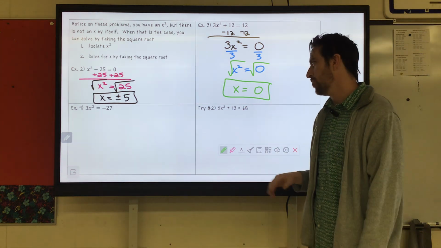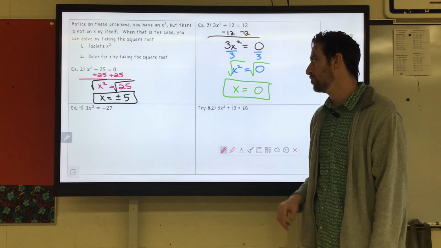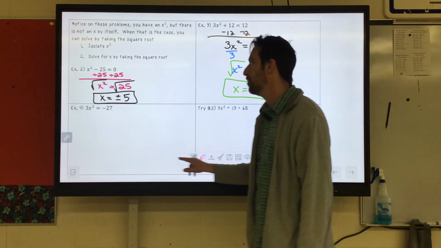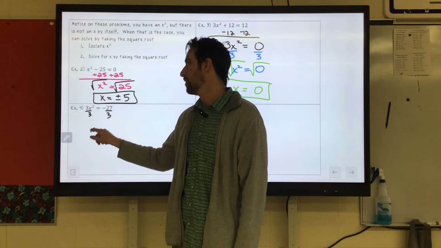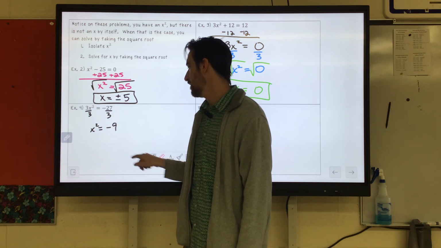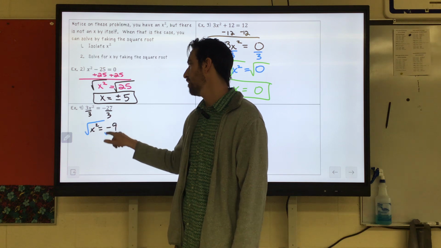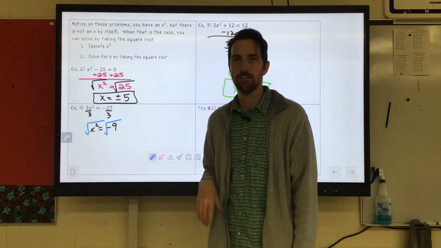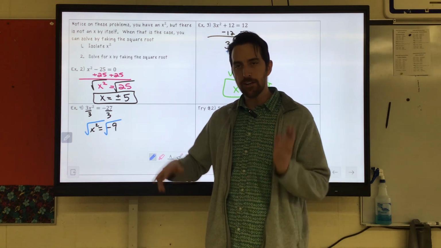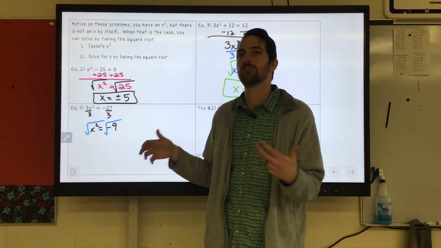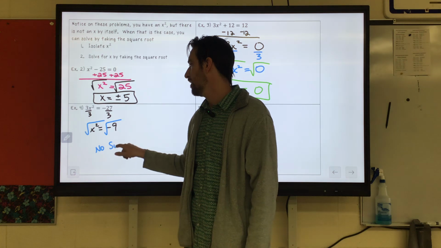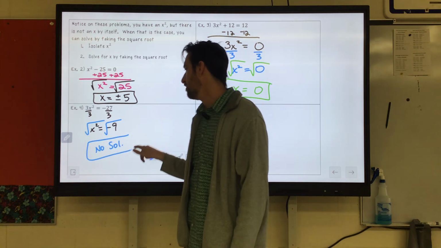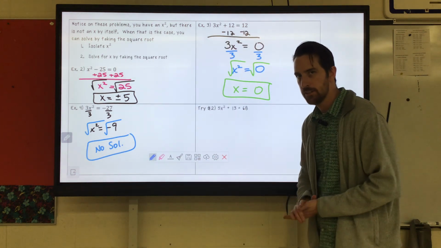Let's look at example 4. 3x squared equals negative 27. So you would probably divide by the 3 first. X squared equals negative 9, and then you would square root it. Now, if you type in the square root of negative 9 in your calculator, it'll go, syntax error, or something like that. You can't square root negative numbers. So if that's the case, you're going to say, no solution, no real roots of negative numbers.